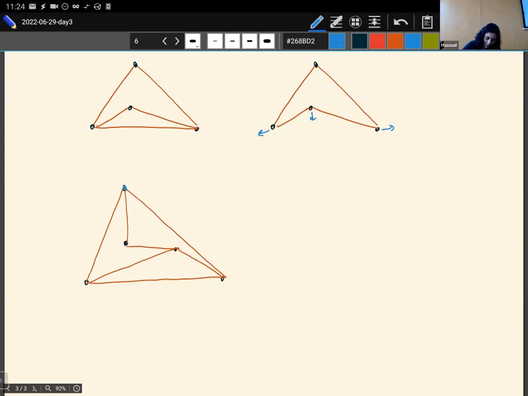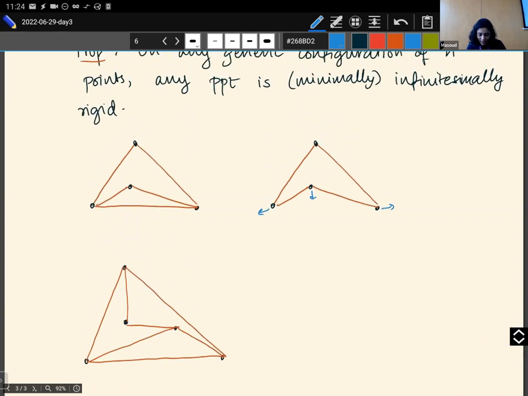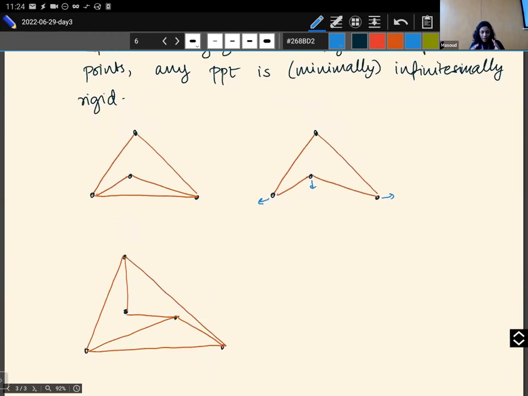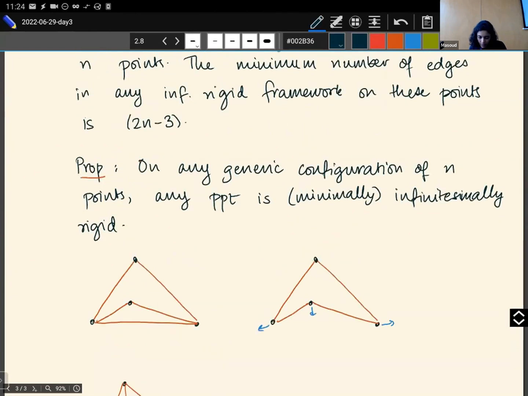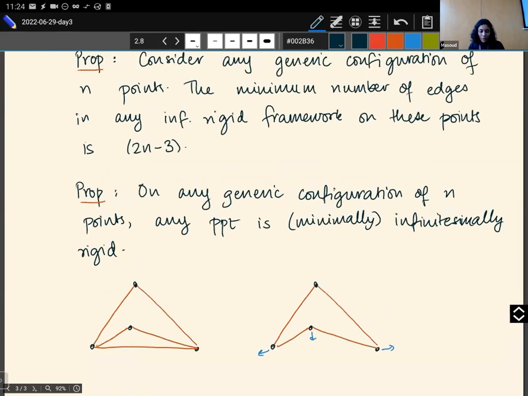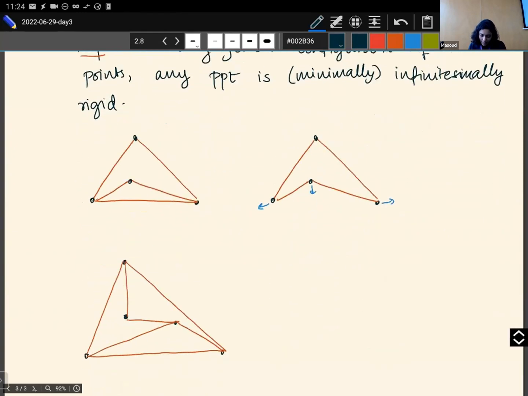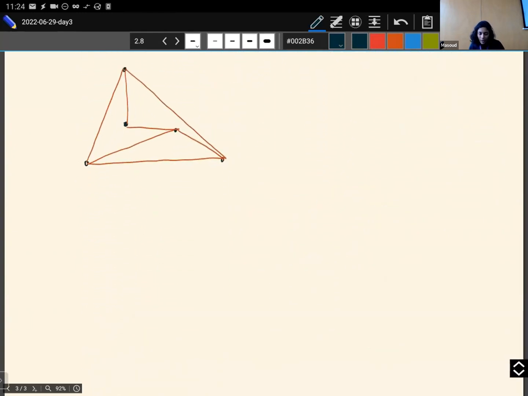You can say, I could add in this edge, and that edge is fixed anyway, and then I get a triangle. So there are some ad hoc arguments that you can make, but of course they don't give you a proof. But the nice thing is that these frameworks given by PPTs are actually infinitesimally rigid. So maybe I'll indicate how to prove this, but briefly, so that we can move on to some representation theory.